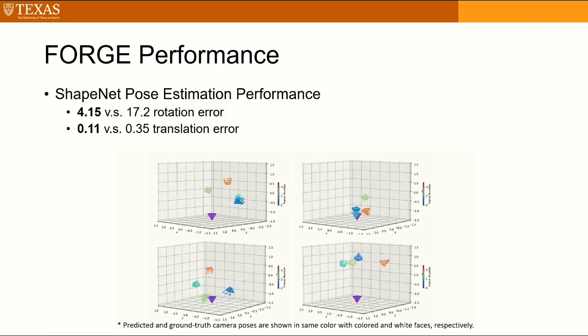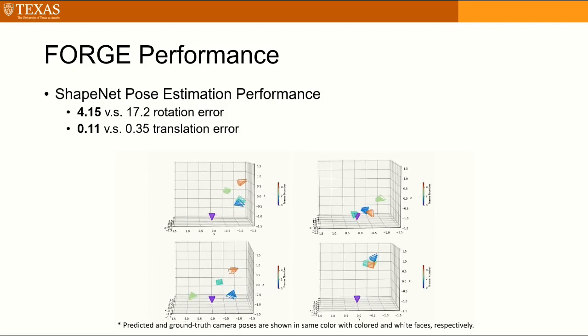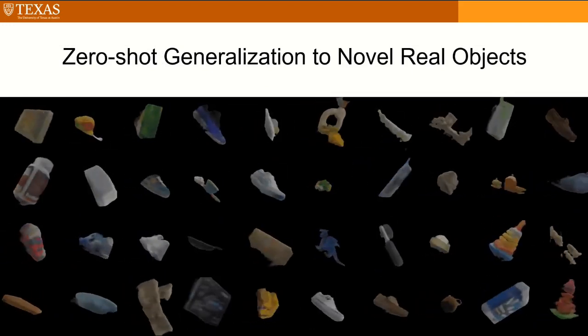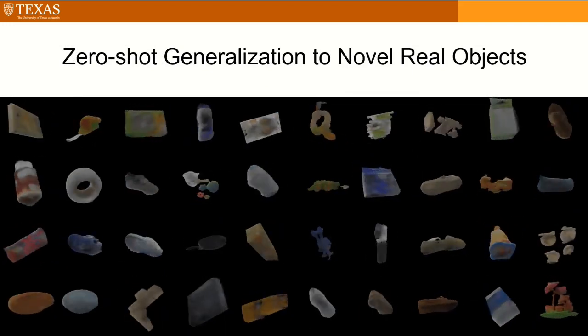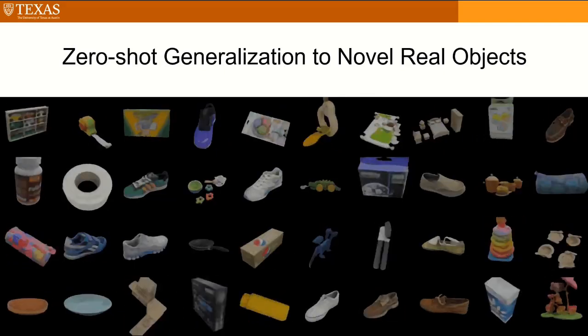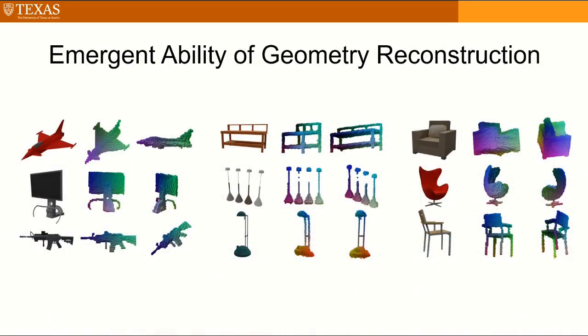We also include results on real datasets. Please check our paper for more details. Forge has some surprisingly good properties. First, it demonstrates zero-shot generalization to novel real objects. Good geometry reconstruction emerges without using any 3D supervision for training.